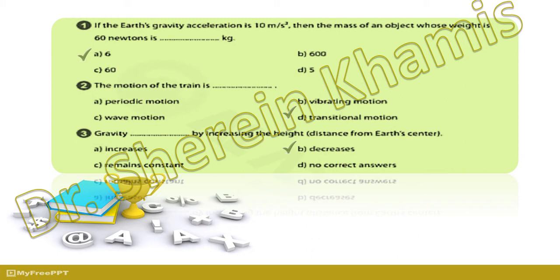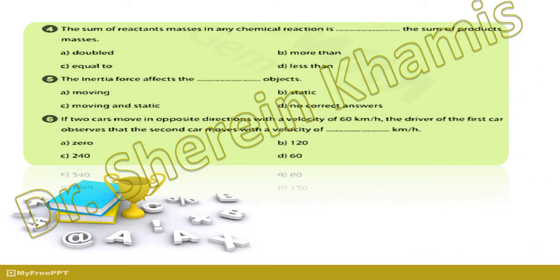Okay, let's go into question 4. Question 4 says that the sum of reactants masses in any chemical reaction is equal to what? The sum of products masses. We have a rule that we call the law of mass conservation.